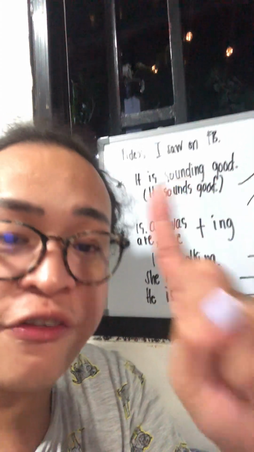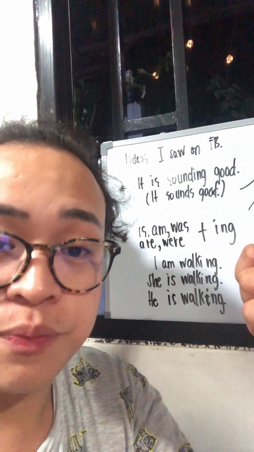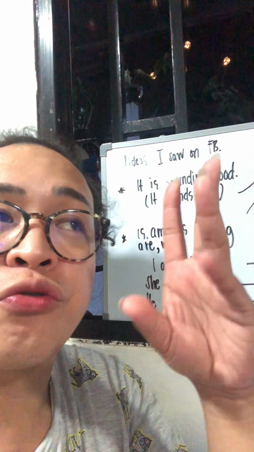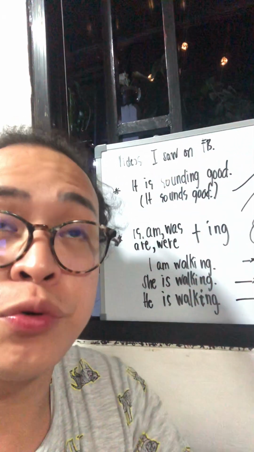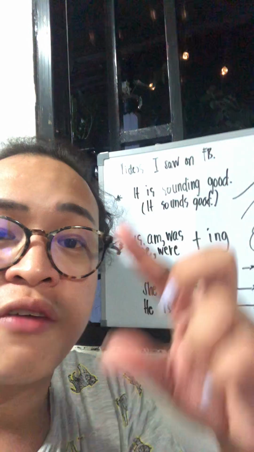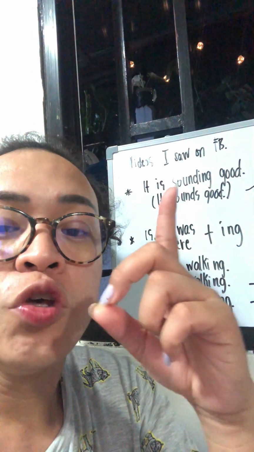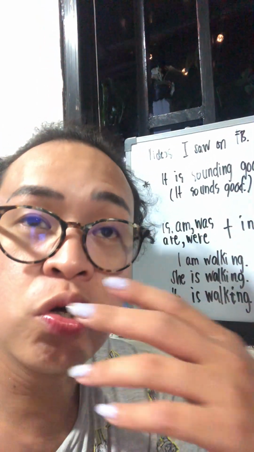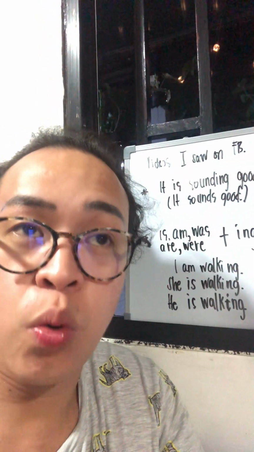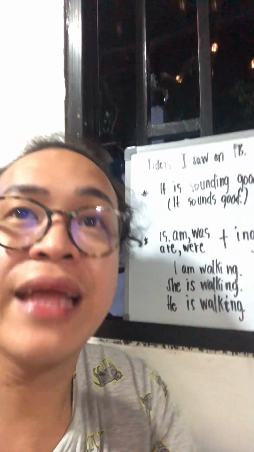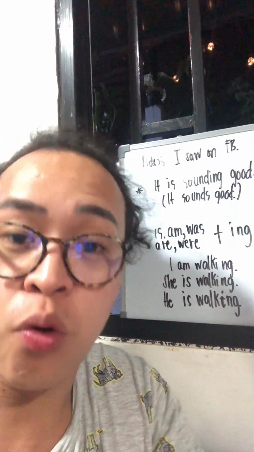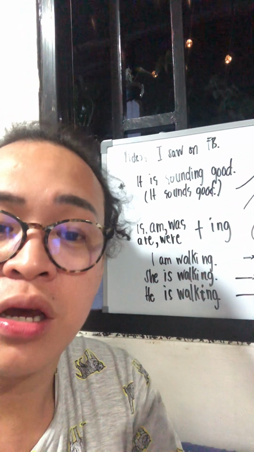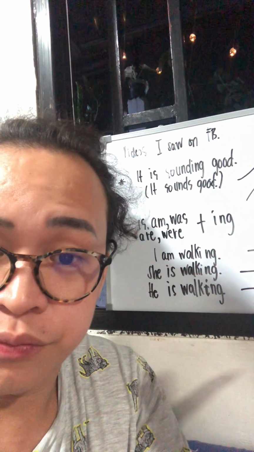Alright. But according to the rule of using stative verbs, this is incorrect. Because according to one of the rules in using stative verbs, you shouldn't use stative verbs in progressive tenses or continuous tenses, or you should not end stative verbs with ing form. So instead of saying "it is sounding good," you just have to say "it sounds good."